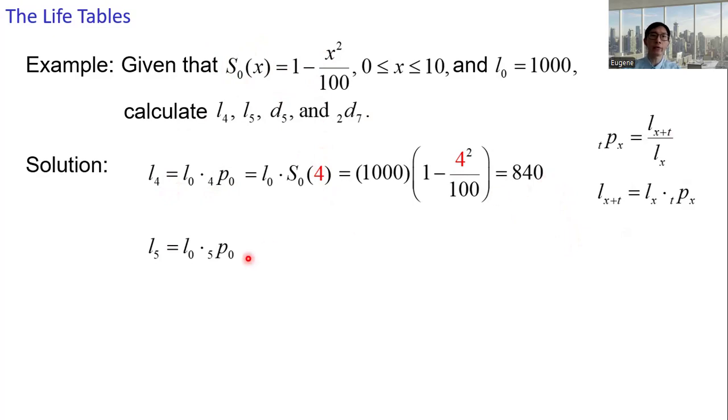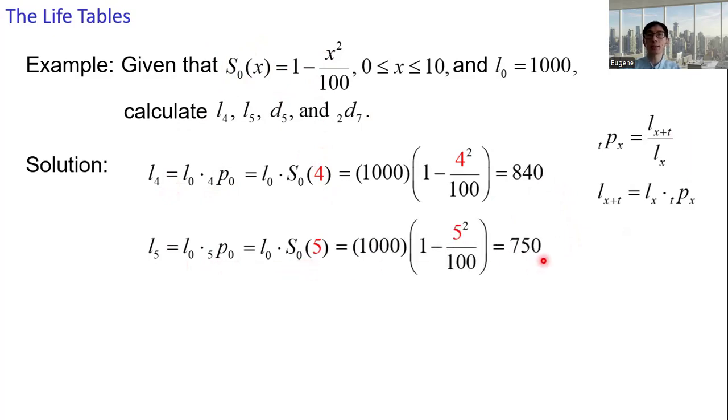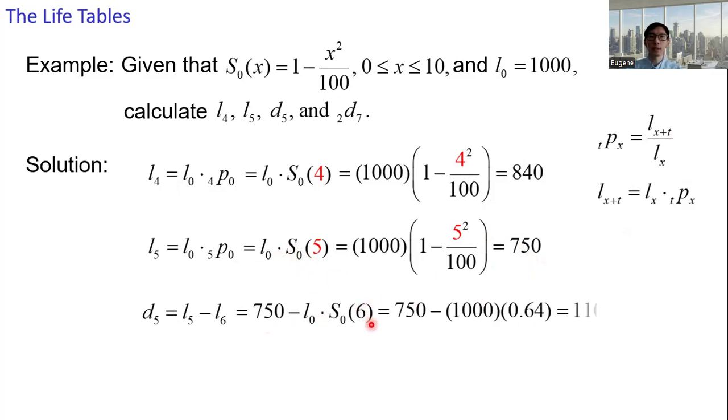And then L5, L5 is L0 times 5P0, which is L0 times S0 of 5. Upon calculation, we get L5 is 750. To get D5, the number of deaths between age 5 and 6, which is L5 minus L6. We already obtained L5, which is 750, and then L6 is L0 times S0 of 6. We get D5 equals 110.